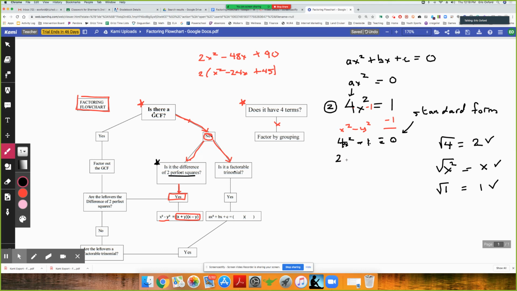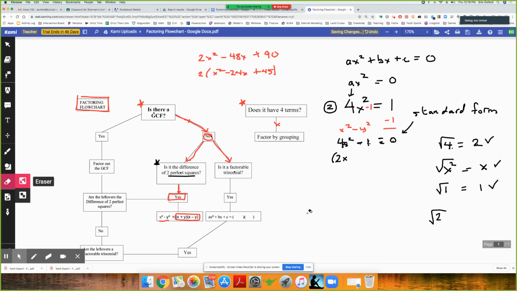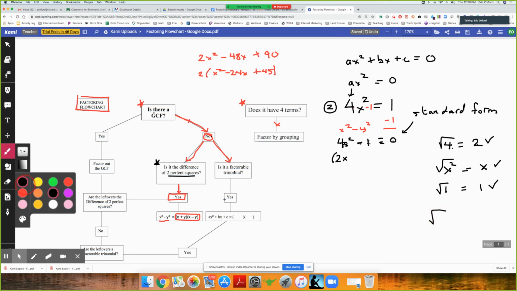So x in this case would be 2x. The square root of 4 and the square root of 4x squared. The square root of 4 is 2. The square root of x squared is x. And so if you wanted to do it all together, hold on, got ahead of myself. So the square root of 4x squared, and let me extend my square root, is 2x. So that's what I would put in here.